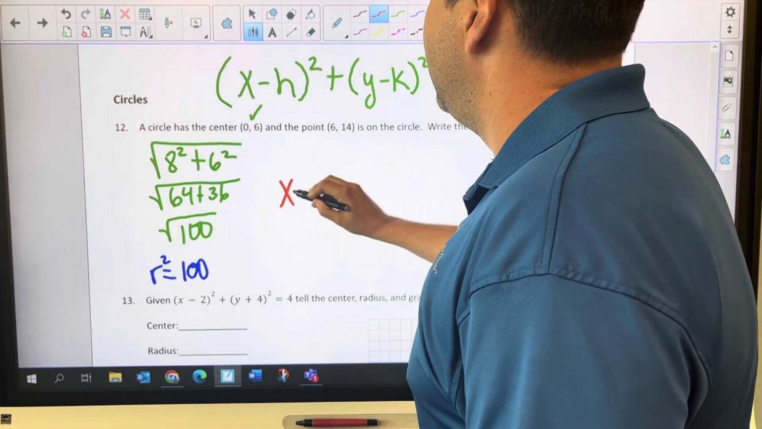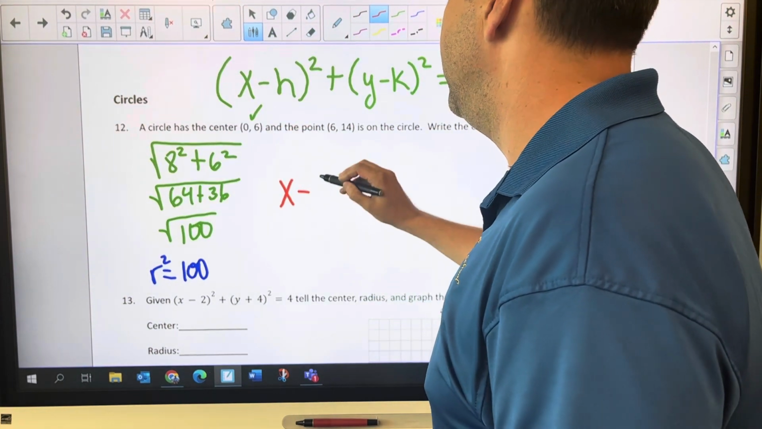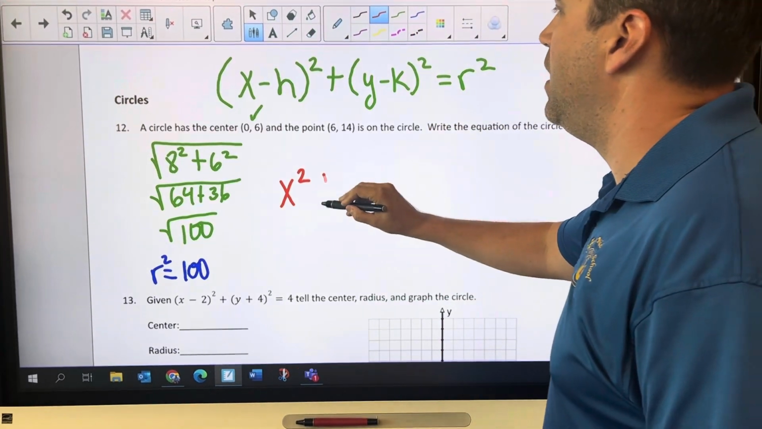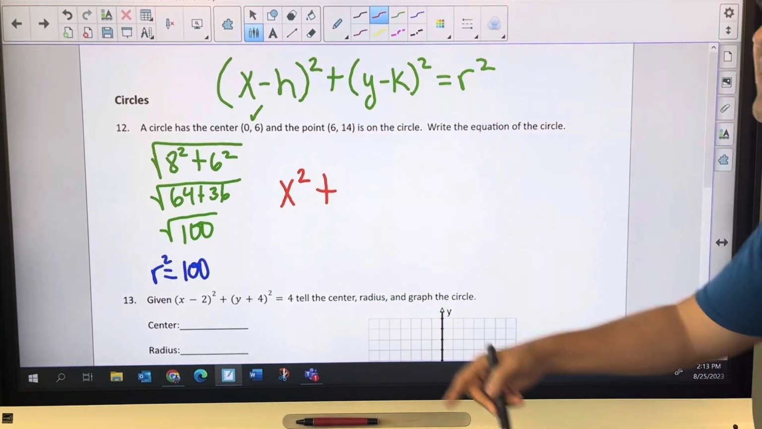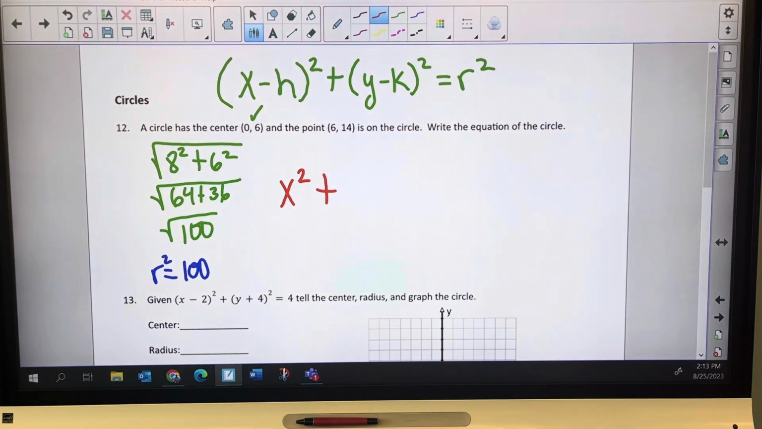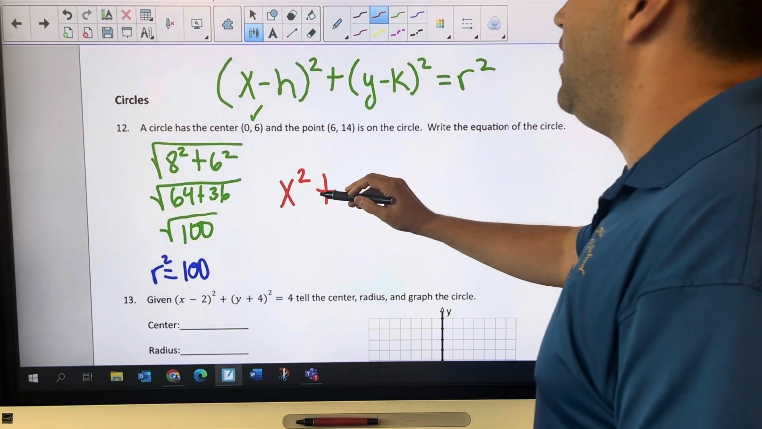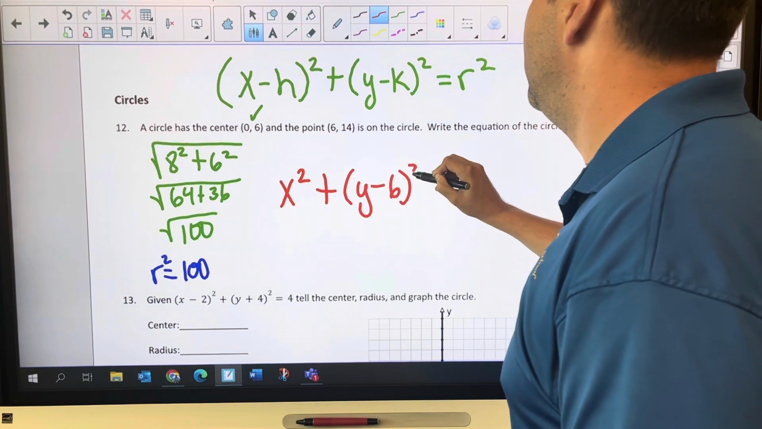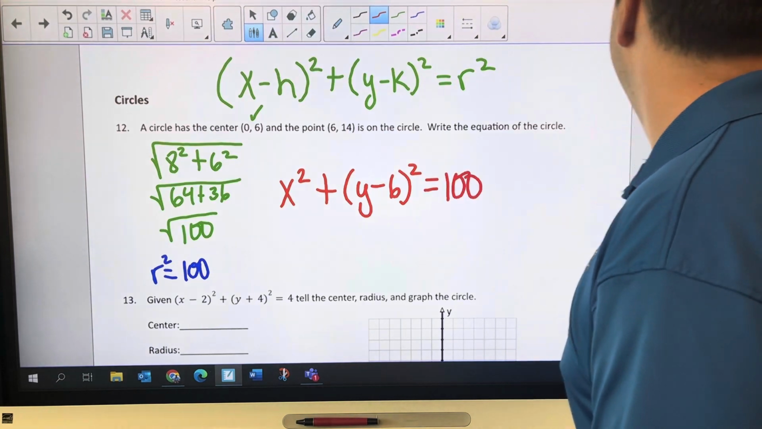We've got x minus 0, which is just x squared, plus, and we always want to write it clean. We don't want the minus 0 there. We want it to just be x squared because x minus 0 is x. And then we've got (y minus 6) squared equals 100.